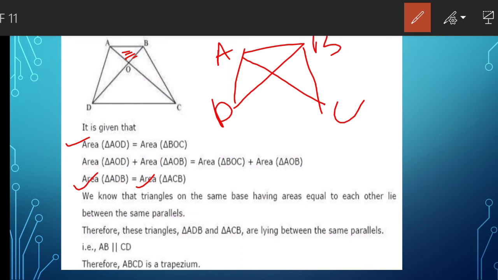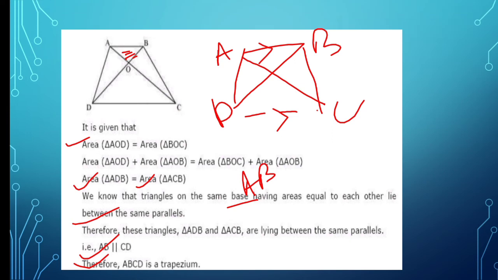Now these two triangles have equal areas and they lie on the same base. The same base is AB. So we know the triangles on the same base AB having equal areas lie between the same parallel lines. The parallel lines are AB parallel to CD. Since AB is parallel to CD, we can say ABCD is a trapezium.